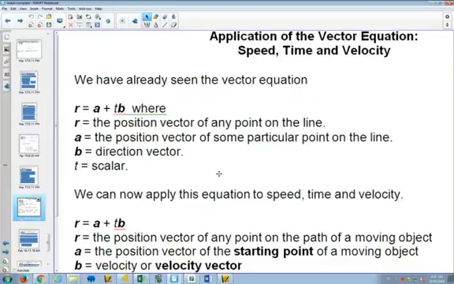So the second application of the vector equation that we can use is application to kinematics, speed, time, and velocity. So a little bit of review. We already know our vector equation line, where r is any point on that line, so we can write that as any position vector on the line. A is a random point on the line, so we can write that as a random position vector on that line. And then B is your direction vector. And t is a scalar that just says how far in that direction you need to go.